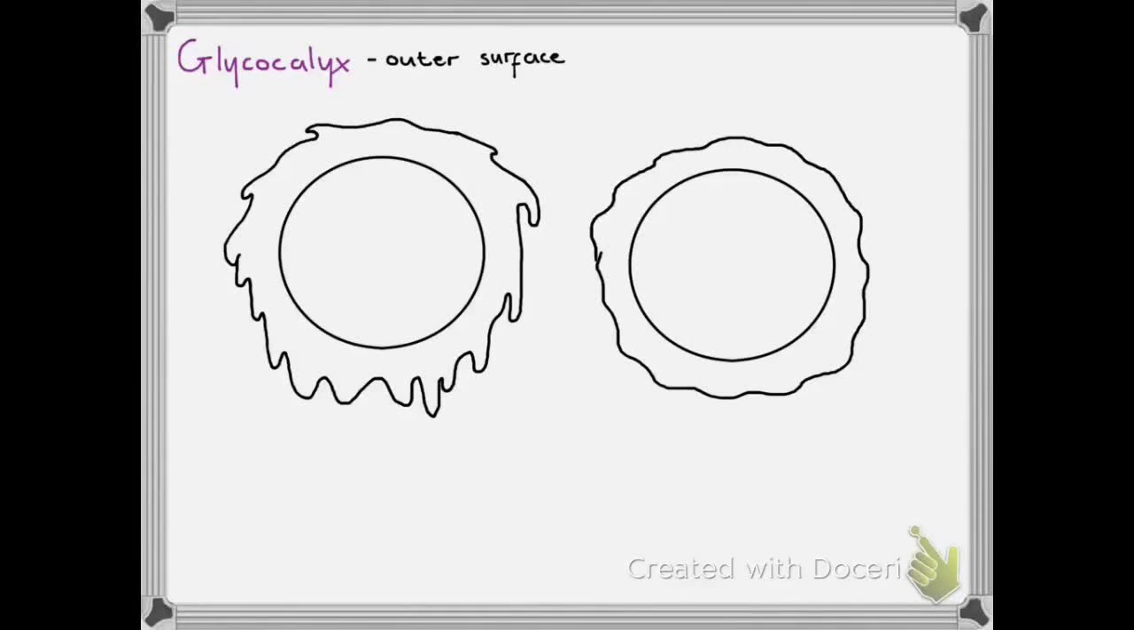So I think this video is probably going to be one of the longest ones I've done so far, and in it I'm going to be talking about some features of prokaryotic cells, and to start we'll look at the glycocalyx. So this is sort of like an outer membrane on some cells.